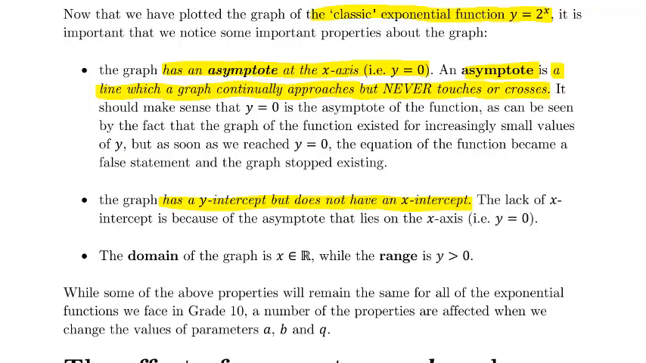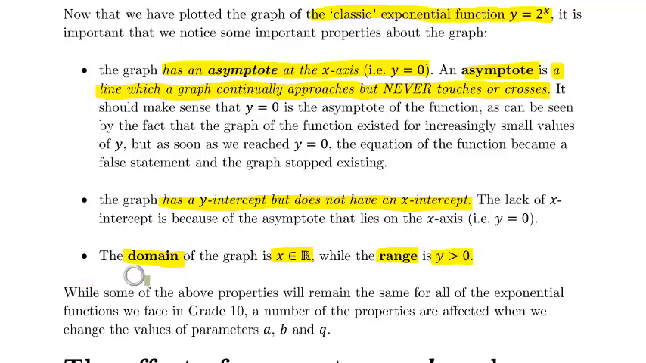Finally, we must also notice that the domain of the graph is x is an element of all real numbers. Remember what domain means, guys? Domain is all of the x values for which the graph is defined, all of the x values for which the graph exists, while the range for this particular graph is y is greater than 0. Range is what y values the graph is defined for. In other words, which y values the graph exists for. The graph only exists for positive y values, y greater than 0.